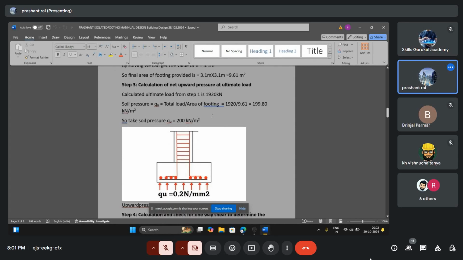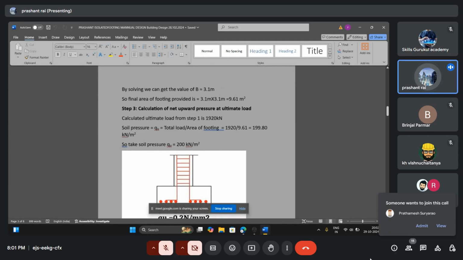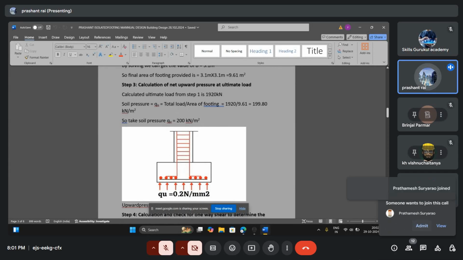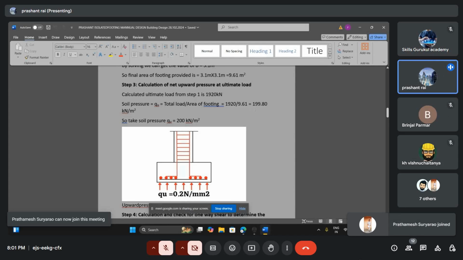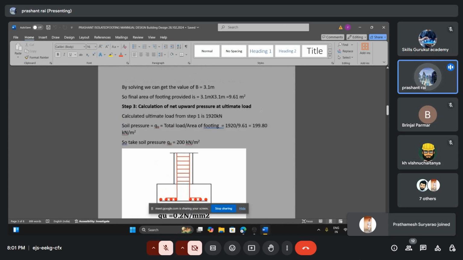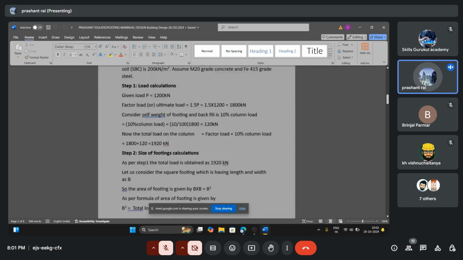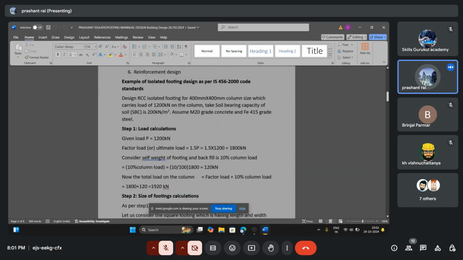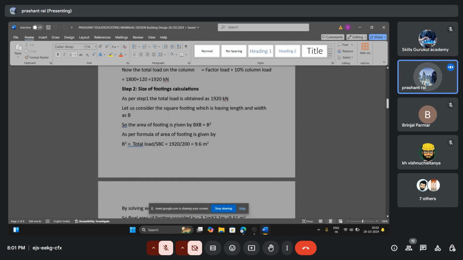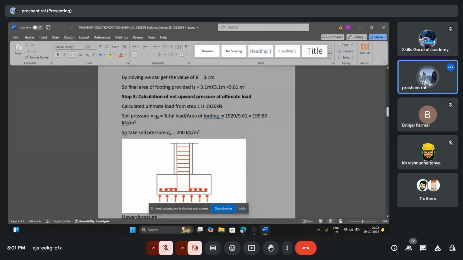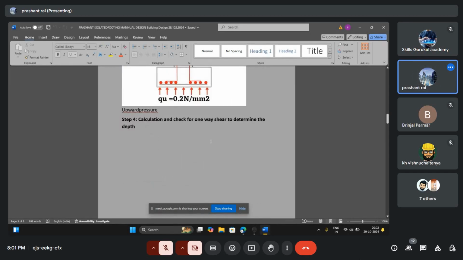Third one is the calculation of upward pressure at ultimate load. Soil pressure QU is equal to total load divided by the area of footing. The area of footing is 9.6 meter square, and the total load is 920. When we divided, we got 199.80. It's approximately the same as the 200 kilonewton per meter square soil bearing capacity. Alternatively, you can calculate the net upward pressure. Sorry, we already discussed.